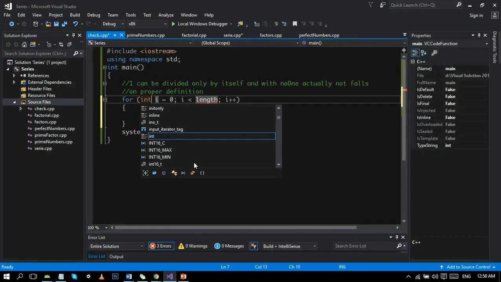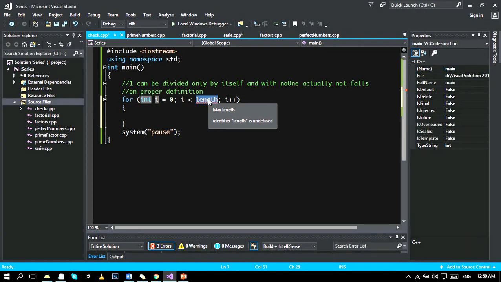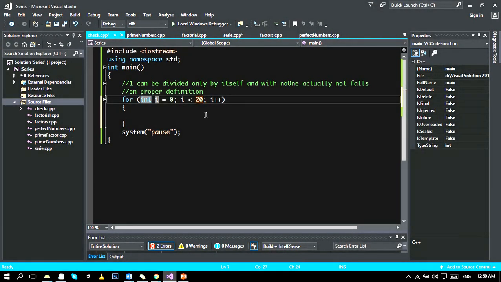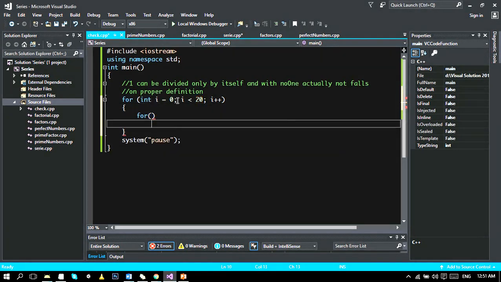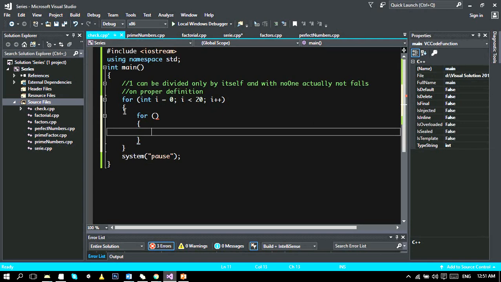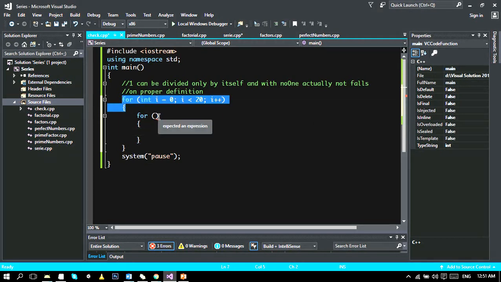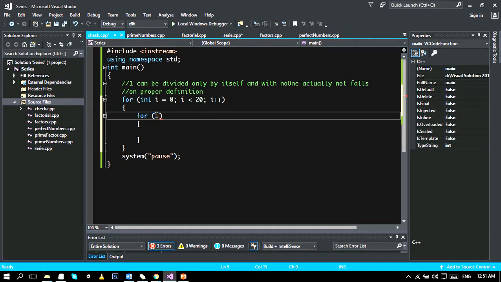Here I am writing the loop. I am setting the limit. You can set it up to 100 or whatever you want. Now, the second loop: this loop increments the value, and this loop checks the value with the condition written.